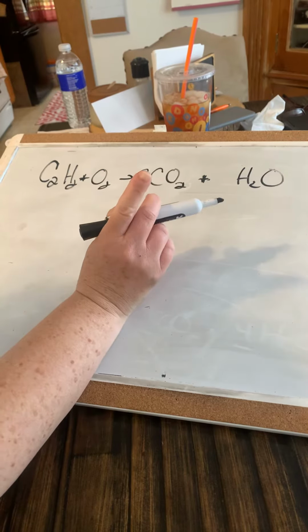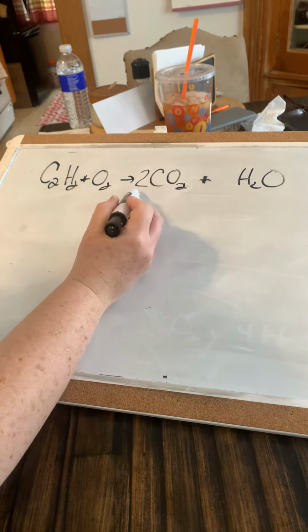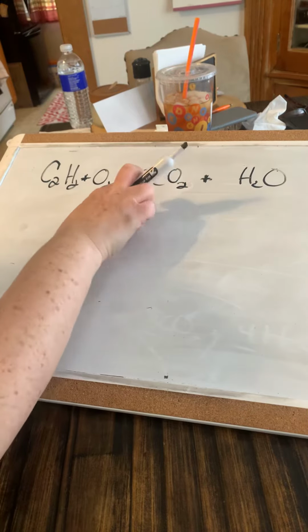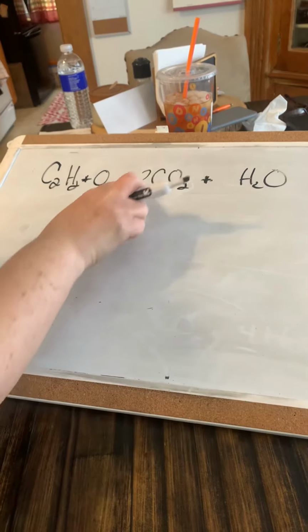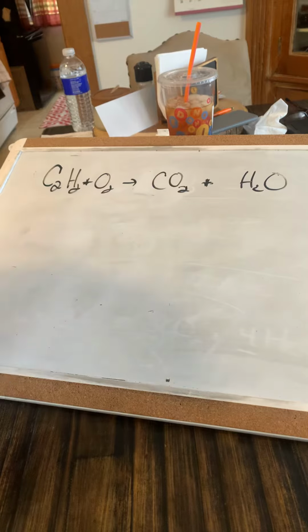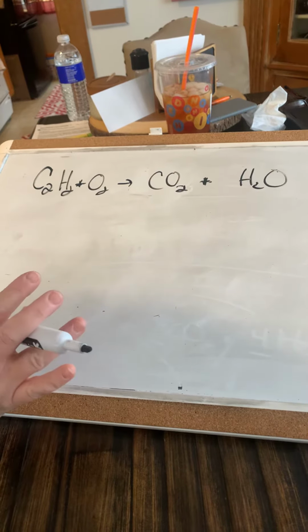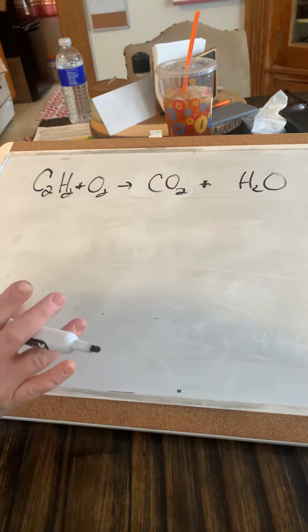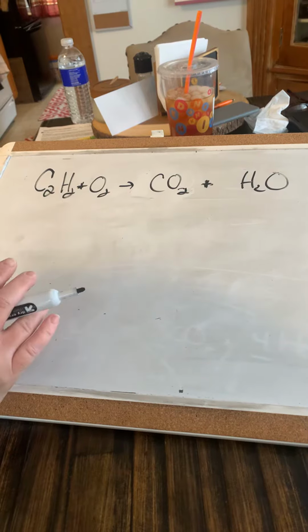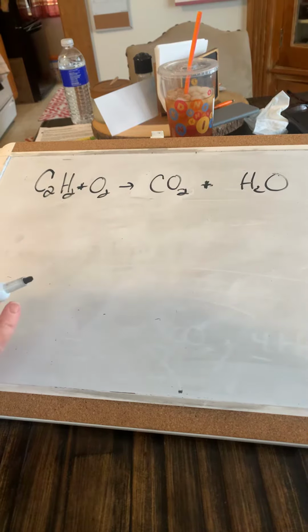I'm going to say that one more time. You don't want to use a fraction. You always want to use a whole number here. Okay? So, instead of doing this, let's look at our O's. We don't normally do that. We normally leave the O's and H's until last. But when you have an odd number like this, it's a good idea to get them out of the way.